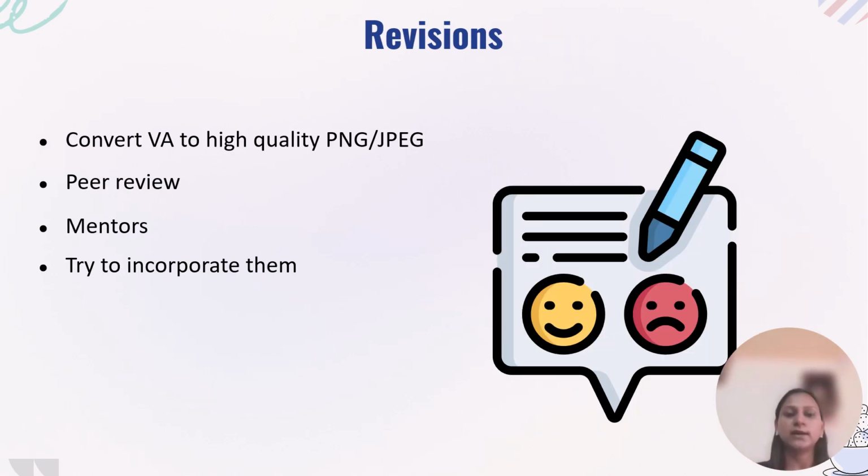So now once you're ready with the visual abstract, convert the visual abstract into a high quality PNG or JPEG format picture and use that picture to share it with your peer group or your mentors or your audience for feedback, and make sure that you incorporate the feedback that you receive from your mentors or your peer group.